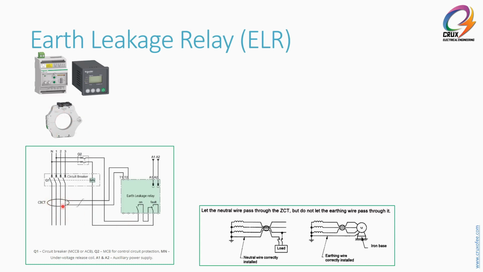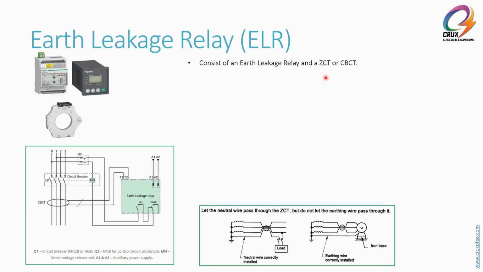Here we have the type of sensor which is a core balance CT, core balance current transformer, which becomes the input to the earth leakage relay. This earth leakage relay will trigger the tripping through the shunt trip or something like that, or directly through an under voltage trip coil. The principle is quite simple. It consists of an earth leakage relay and a ZCT or CBCT.